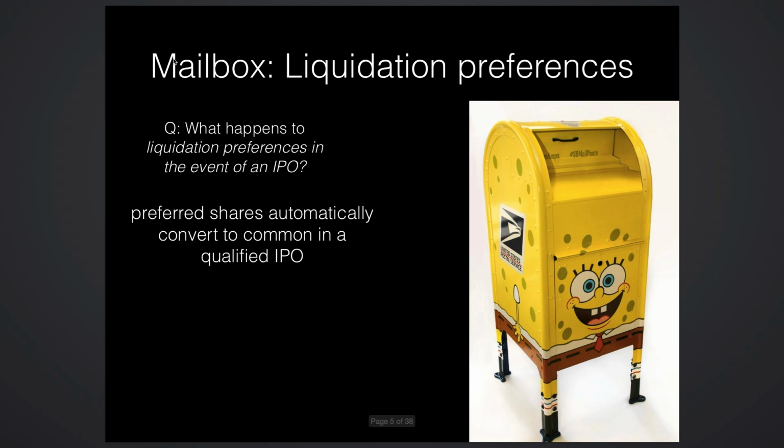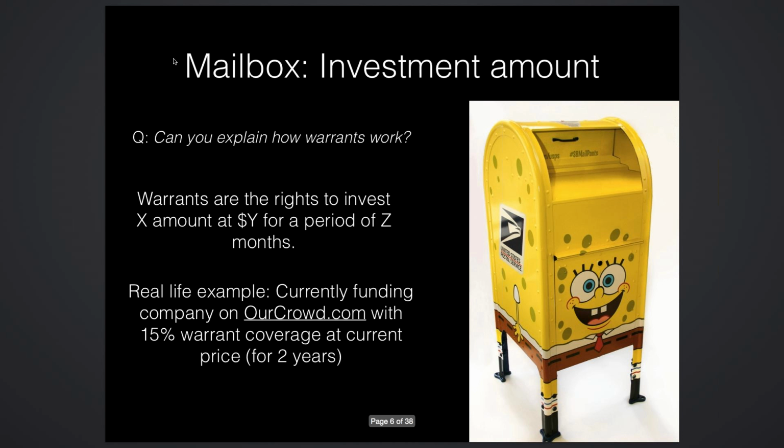After last week's session, we actually got a number of really good questions that were sent to us over email. So I just wanted to take a quick minute to address some of those questions. The first question was, what happens to liquidation preferences in the event of an IPO? It's a great question, and we spent a lot of time talking about the benefits of liquidation preferences. But it should be noted that preferred shares automatically convert to common shares in a qualified IPO. So all of that discussion really doesn't relate to IPO scenarios. It relates to any sort of liquidation event, which is defined in the term sheet as an M&A or a liquidation of the assets.